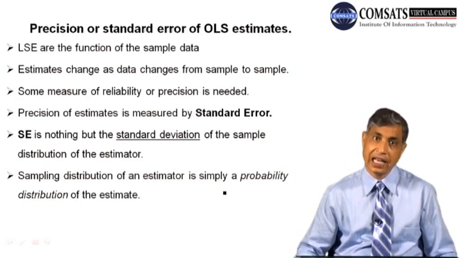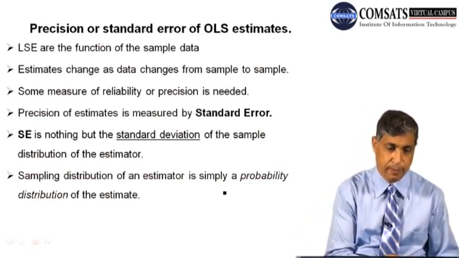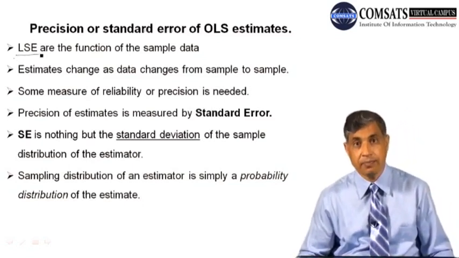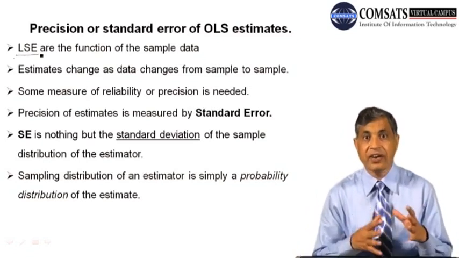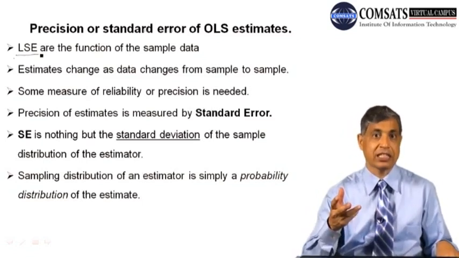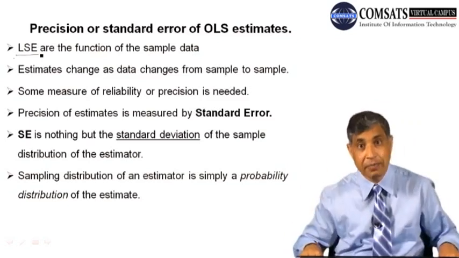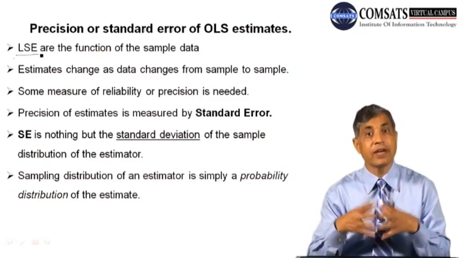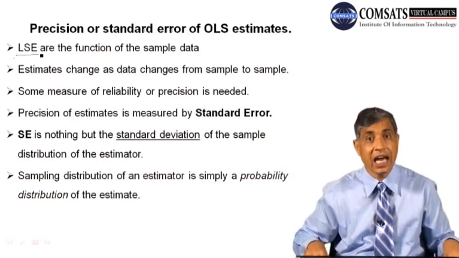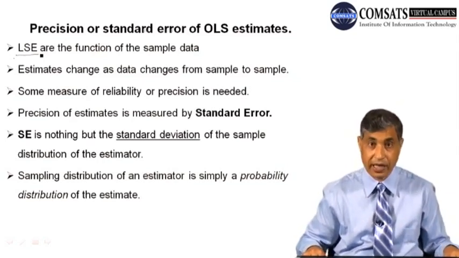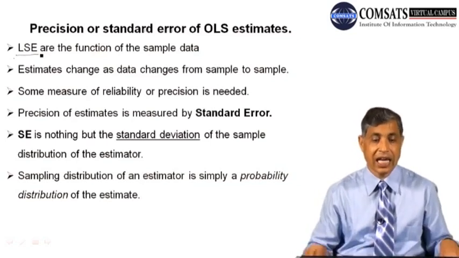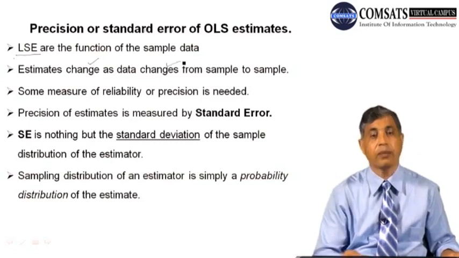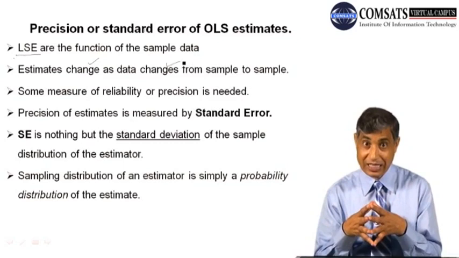The LSE, the least squares estimates, are a function of the sample data. Every time your beta 1 and beta 2 change when your sample changes. For example, if persons A, B, C and D come with different samples from the same population, their parameters will be different; they have different values of beta 1 and beta 2. So the estimates change as the data changes from sample to sample.